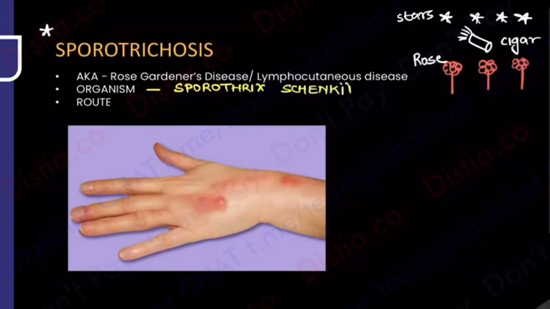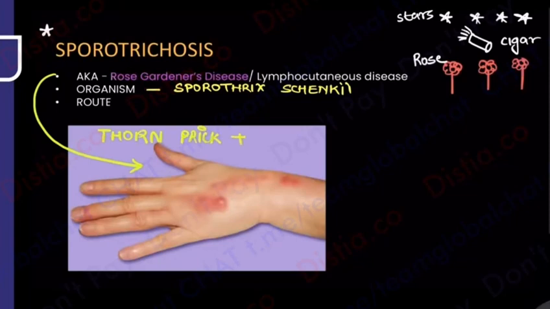Next, what is the other name? It is known as the rose gardener's disease. So see, the story of rose has come. Why do you call it a rose gardener's disease? Because they will always tell you of a person who's working with rose bushes. If there are roses, there will always be a thorn. So they will give you a history of a thorn prick.